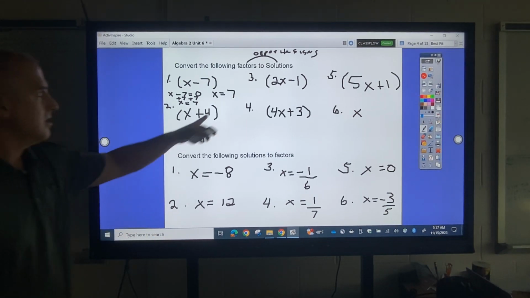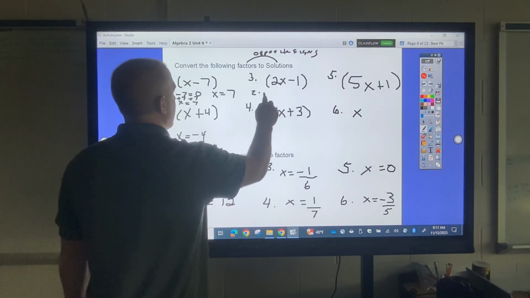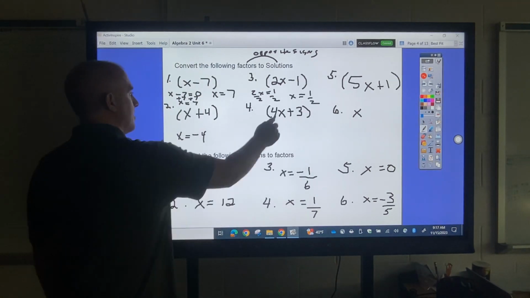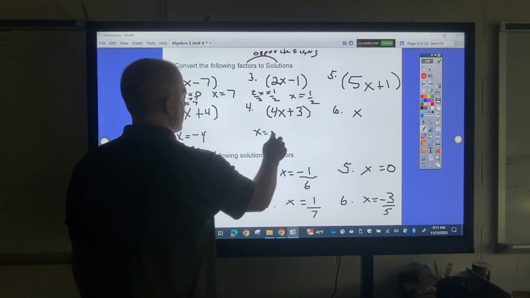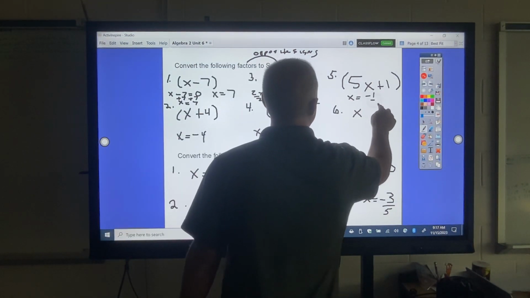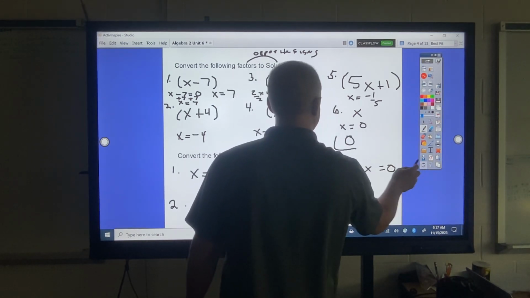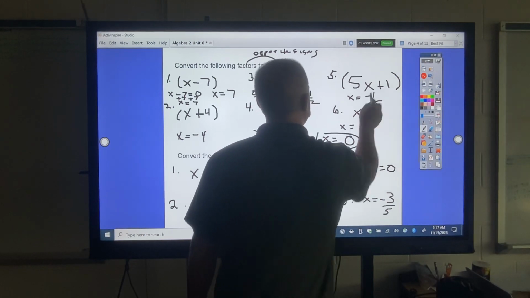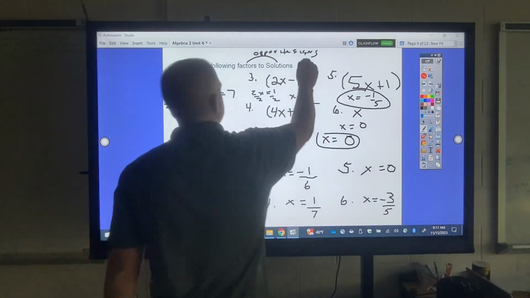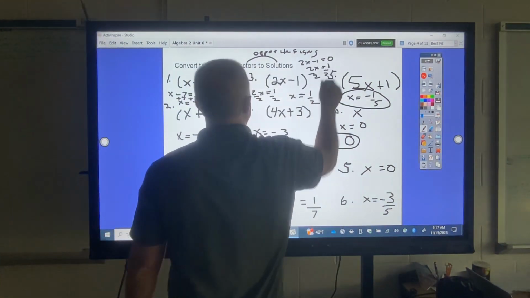Now, the solution for that, you could set it equal to 0. That'd be 2x equals 1, divided by 2. That's going to be x equals 1/2. This would be x equals negative 3/4. This would be x equals negative 1/5. If you set that equal to 0, it's just going to be 0. So x equals 0. So you have to know how to go from solutions to factors and factors to solutions. If you need to set these each equal to 0, do it. And it might be some mental math in there, if you want to go faster.